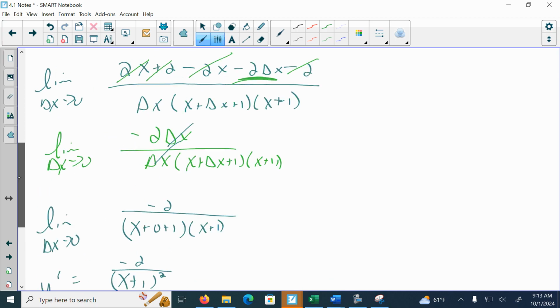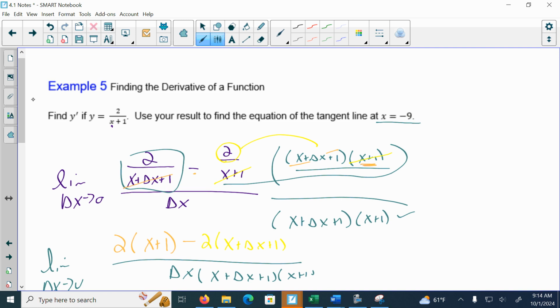Now I need to find a point. So I need to find my y when x is 9. So I'm going to have 2 over negative 9 plus 1. So that's going to be 2 over negative 8. So that's going to be negative 1/4. So my ordered pair is negative 9, negative 1/4.